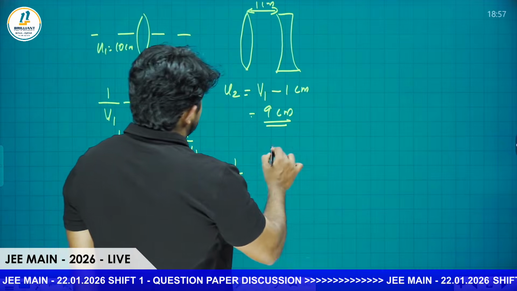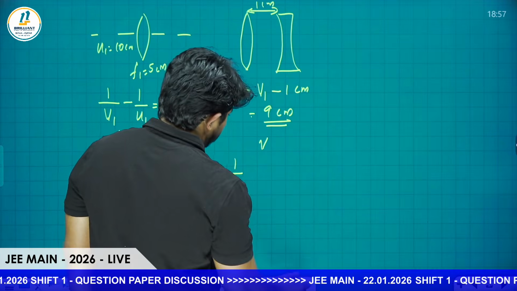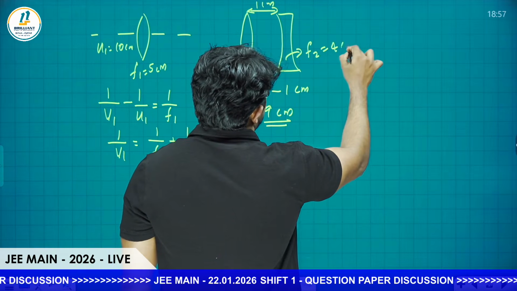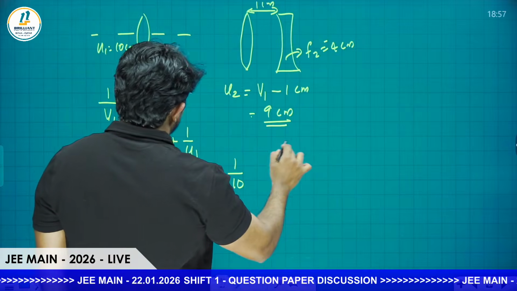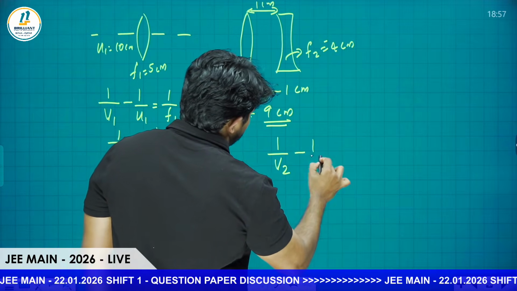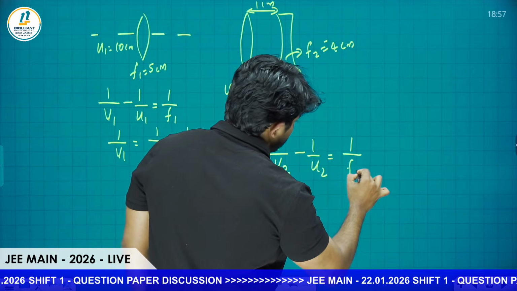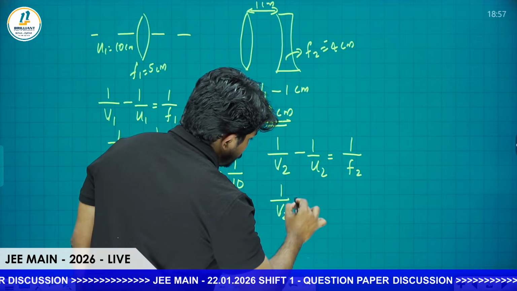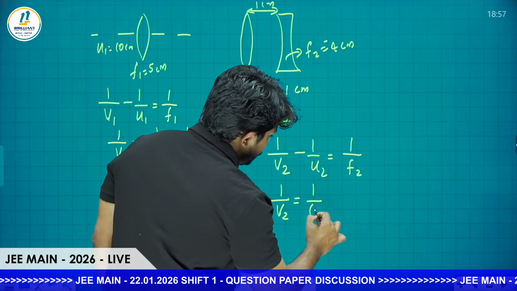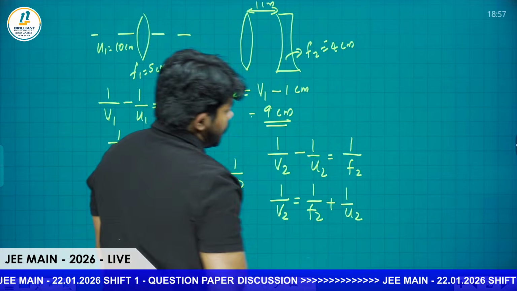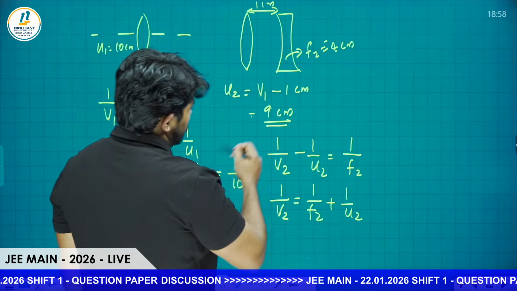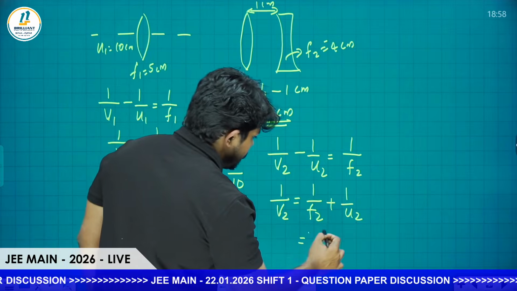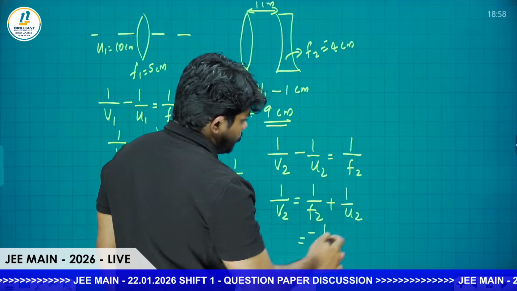Now we can find v2, right? Again, we can apply for the concave lens. f2 will be equal to, actually, minus 4 centimeter. So we can write 1 by v2 minus 1 by u2 is equal to 1 by f2. So substitute the values. 1 by v2 is equal to 1 by f2 plus 1 by u2. Now we can substitute the remaining values. So here this is negative, right? Minus 1 by 4.